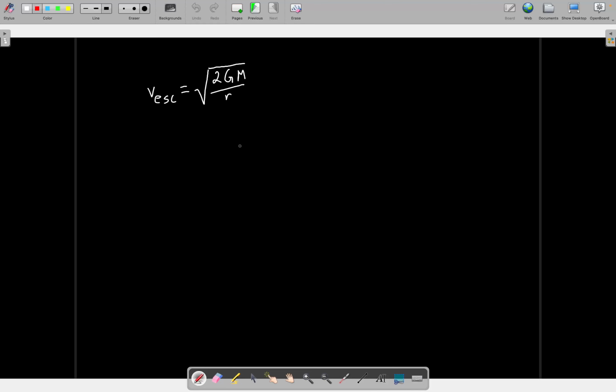Here we have the equation for escape velocity, where v escape is equal to the square root of 2GM over r. The capital G is the gravitational constant. The capital M is the mass of the body, and the r is the radius of the body.